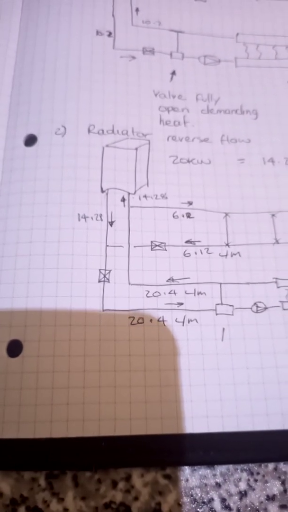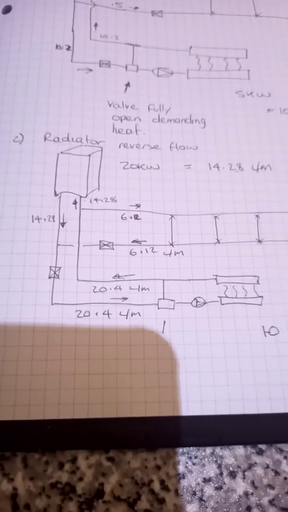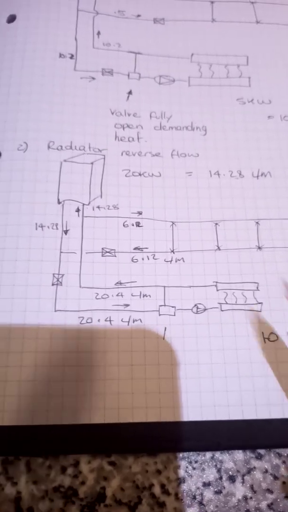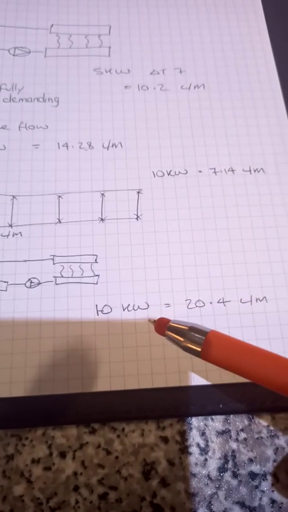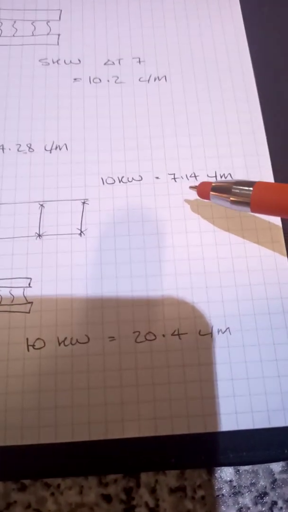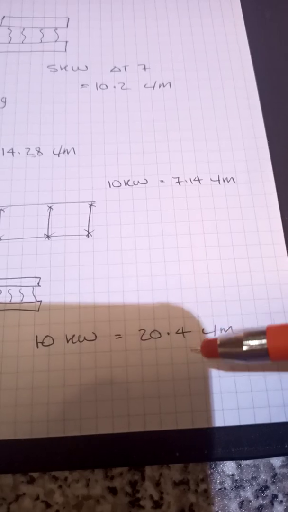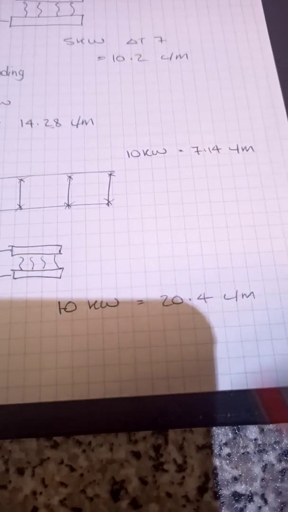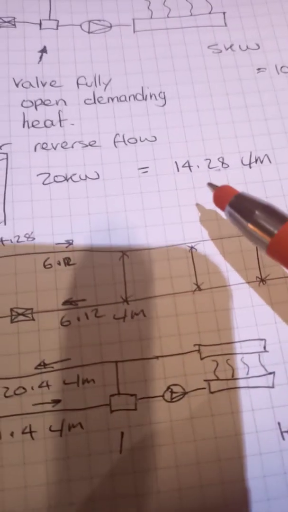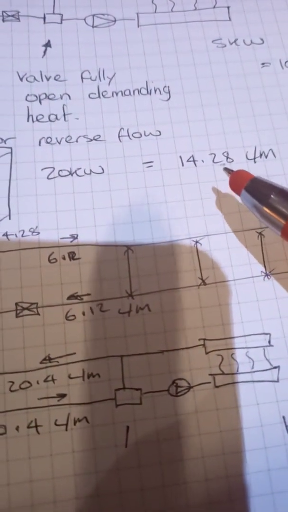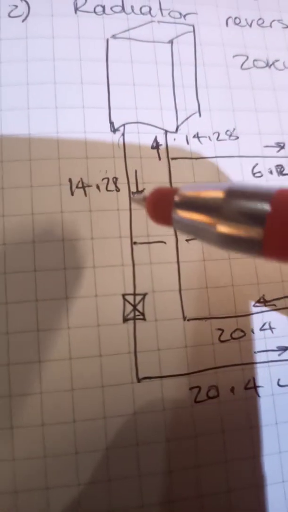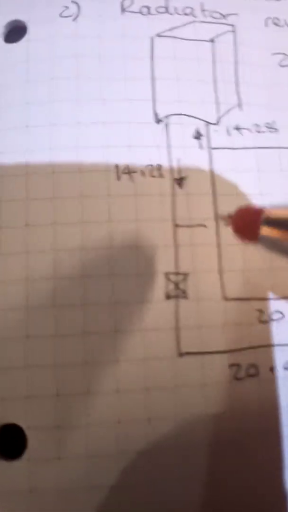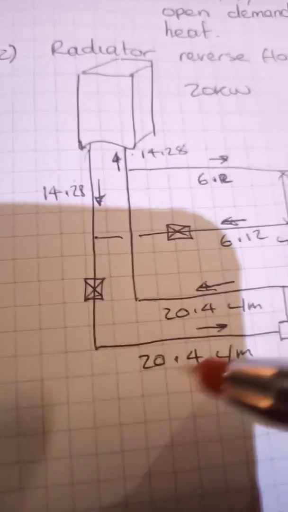So if we move down, here's an example that exaggerates it further and gives you a worse case scenario. So here we've got a total load of 20 kilowatts made of 10 on the radiator and 10 on the underfloor. So it's the same flow rate for the radiator, 7.14 litres per minute, and the flow rate on the underfloor is 20.4 litres per minute. Our boiler is matching the load, 20 kilowatts, and is providing 14.28. So this time, 14.28 litres will come down.